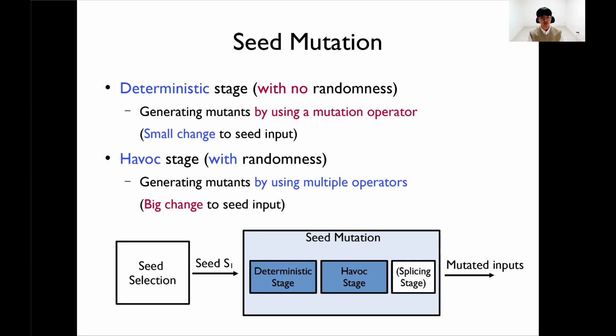The first stage is to generate mutants by using only a single mutation operator, thereby pursuing small changes to the original seed. Conversely, the second stage favors big changes to the seed input by using multiple operators simultaneously. Okay, I will explain the first stage in detail.